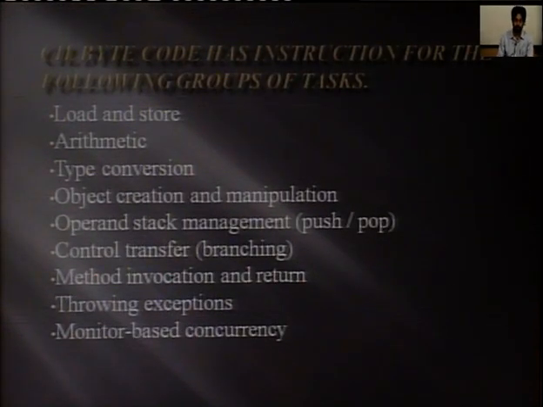The CIL bytecode has instructions for the following groups of tasks: load and store, arithmetic, type conversions, object creation and manipulation, operand stack management (push, pop), control transfer and branching, method invocation and return, throwing exceptions, and monitor-based concurrency.